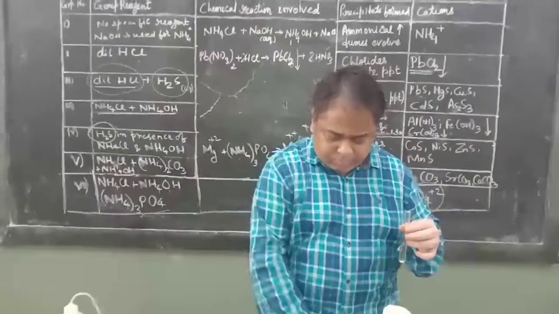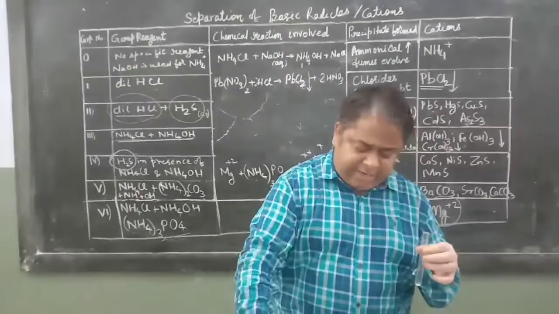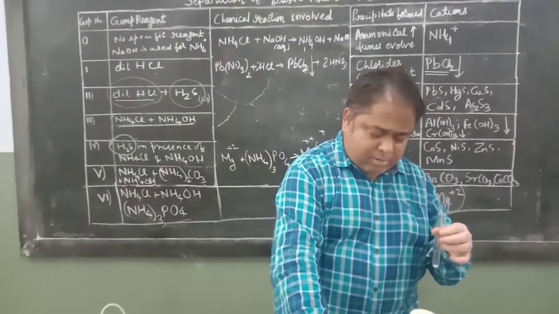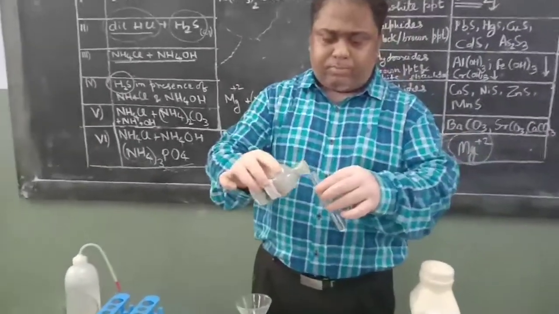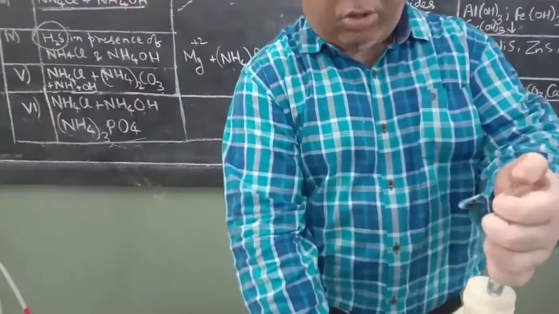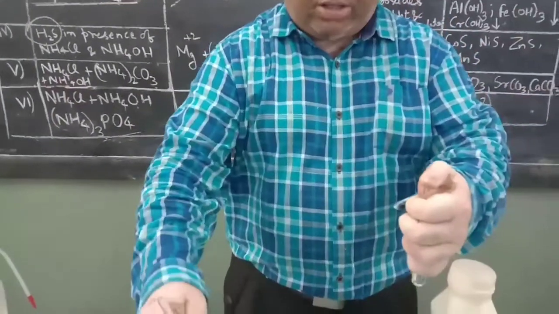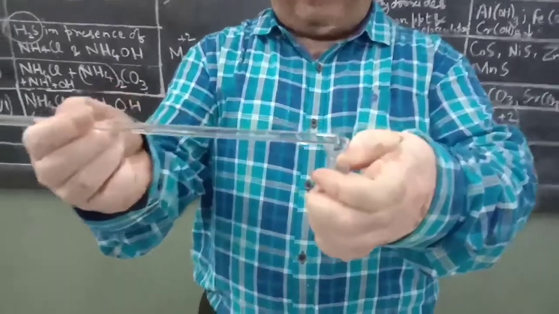So I have moistened a glass rod with HCl, and I have taken sodium hydroxide. I have closed it. Now I have brought this glass rod near it. You will find that white fumes are coming out.